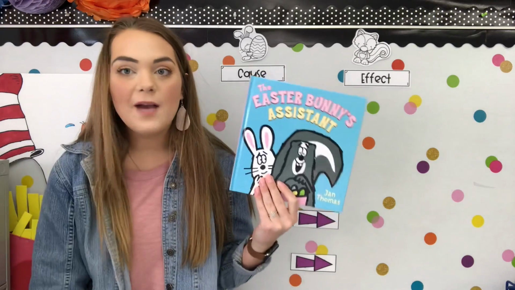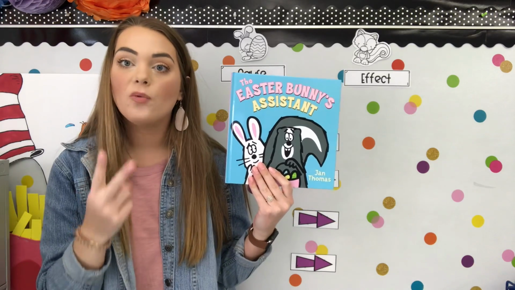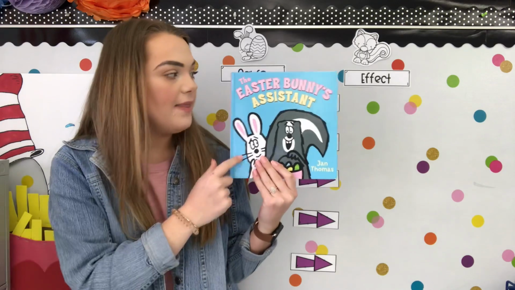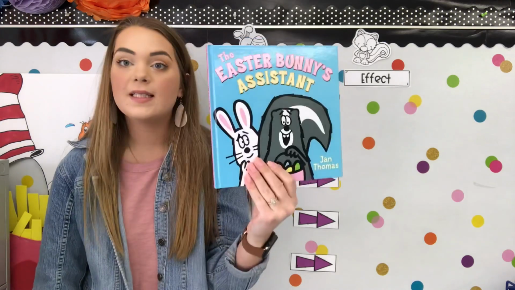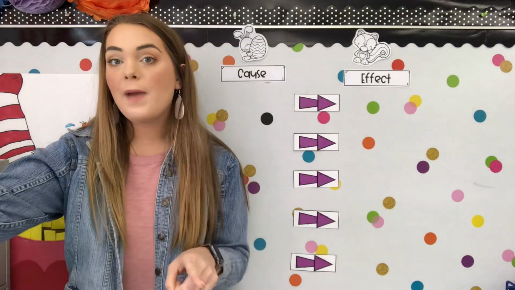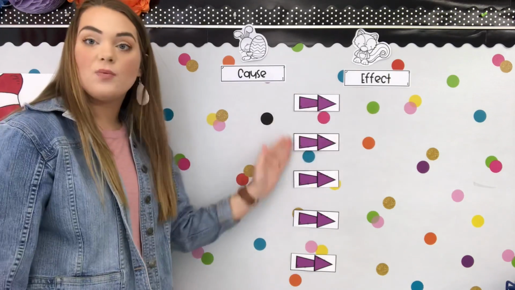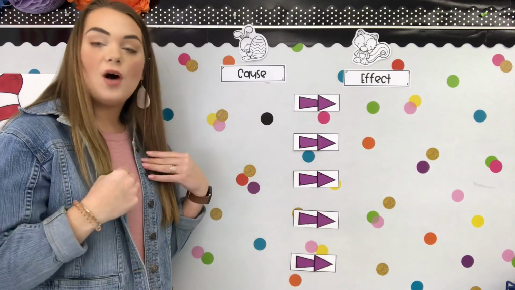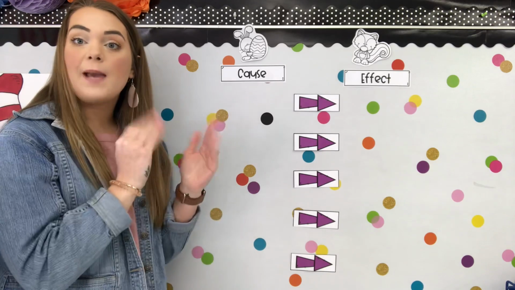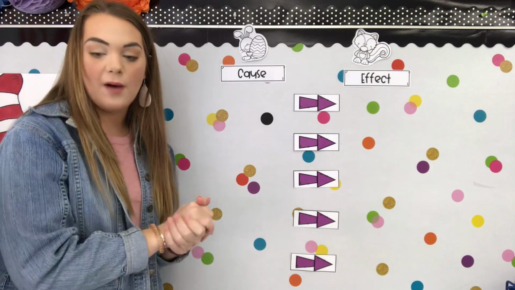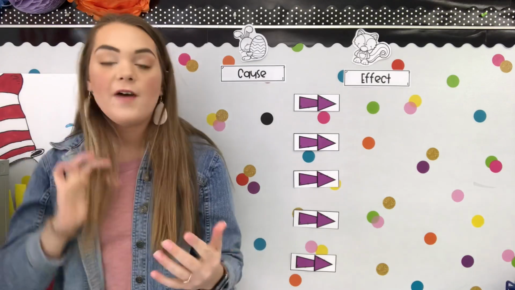Okay, I'm back to explain day 2 of our writing, which is cause and effect, a little bit more. Again, this is the book that we're reading, The Easter Bunny's Assistant. So you should have a paper in your binder that looks like this. It should have cause and effect with 5 arrows. And then you should also have a half sheet of paper with 10 pictures on it. So first you're going to color those, and then you're going to cut them out. And then we're going to talk about cause and effect.